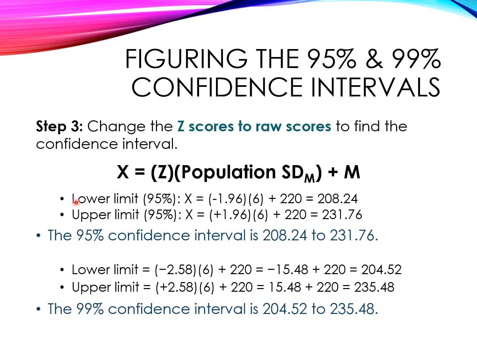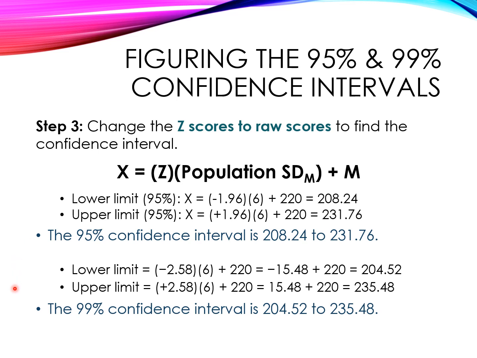The lower limit is negative 1.96 times our standard deviation for the distribution of means plus 220, which was our mean. So we have 208.24. The upper limit, same thing, only with the positive 1.96, and we get 231.76. So the 95% confidence interval is 208.24 to 231.76.